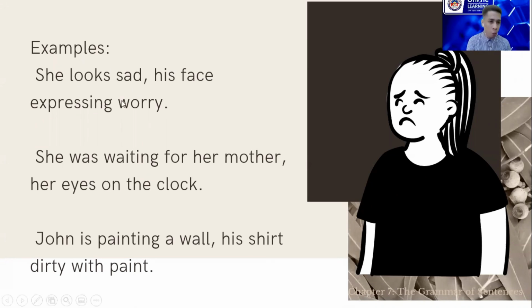His face expressing worry is an absolute phrase because it gives another function, or it clearly gives an emphasis that the person here is sad. She was waiting for her mother, her eyes on the clock. So to give an emphasis that she is waiting for her mother, this one is being used. Next, John is painting a wall, his shirt dirty with paint.